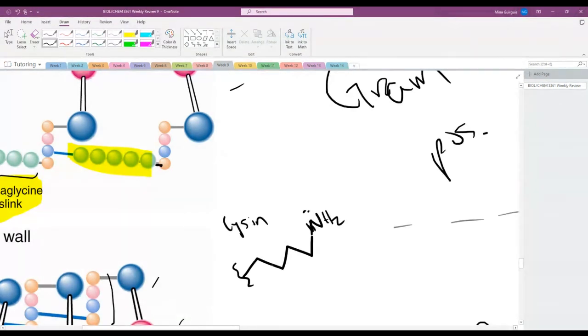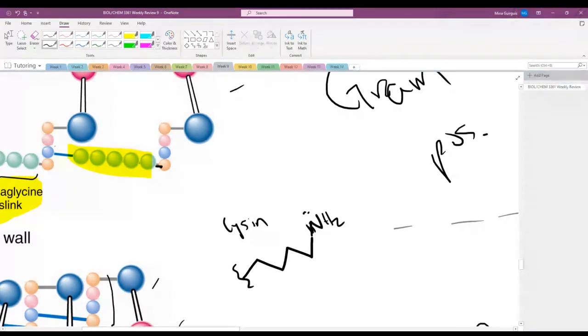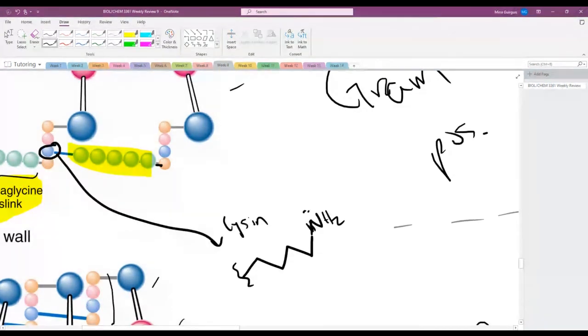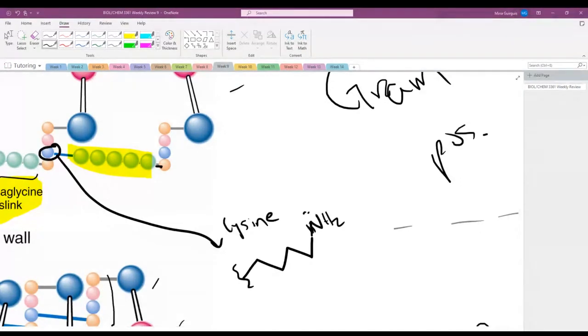So this is where the links happen. I should have said that's not the orange one, by the way. I apologize. This blue one right here is lysine. And I didn't draw the E on that. Lysine. There we go. So that's the blue one there.